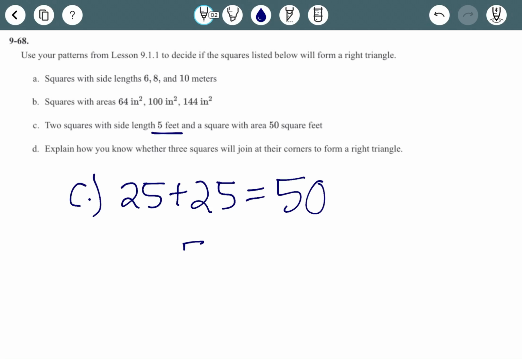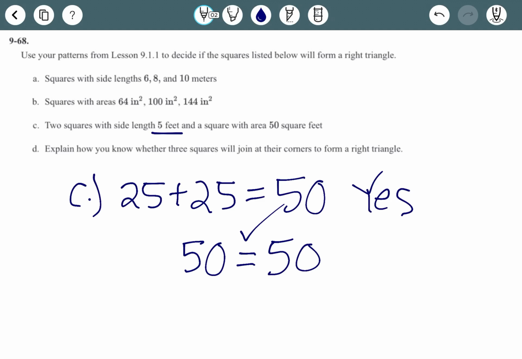All right, so 25 plus 25, when we add those two areas, we get an area of 50. And we have 50 on both sides, which works. That is balanced. That is equal. So yes, these lengths would make a right triangle.